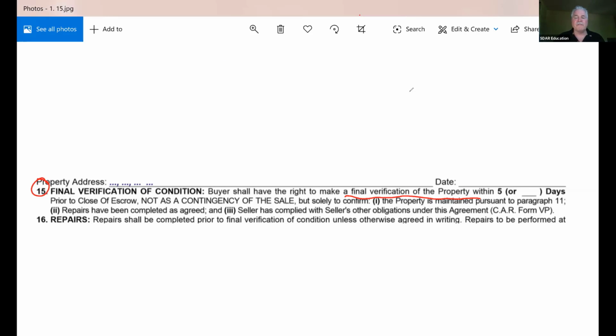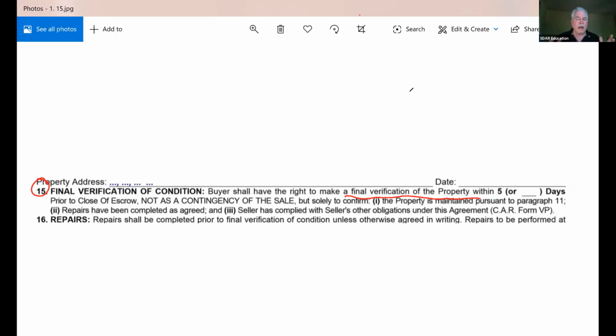So there is a form called the final verification of condition form. It's blank in the middle. There's nothing in there. And essentially it says similar language to what you have right here. The purpose behind the form is for the buyer to note things that are not consistent with the language that we're about to read. So let's take a look at that language.